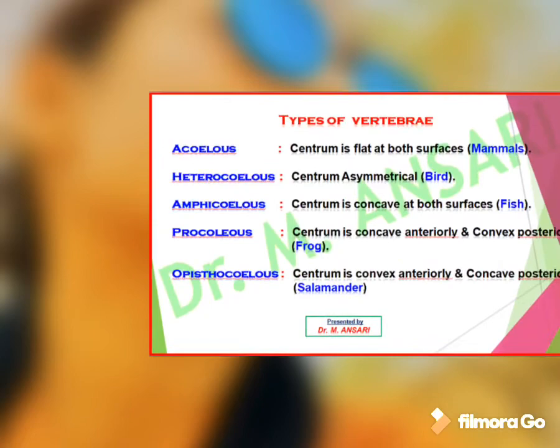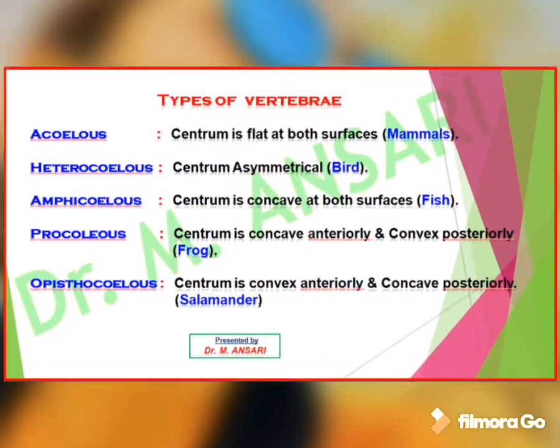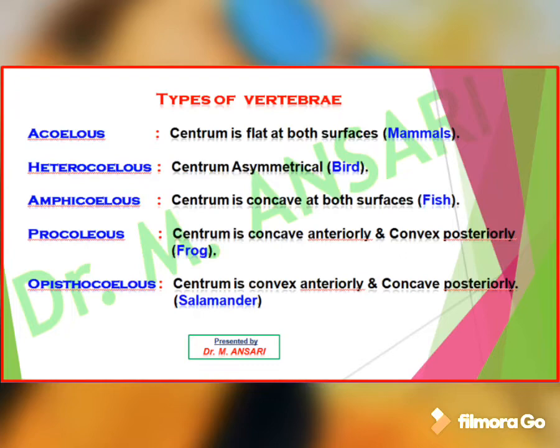There are different types of vertebrae according to the nature of the centrum. The vertebrae may be acoelous, heterocoelous, amphicoelous, procoelous and opisthocoelous. If the centrum is flat at both surfaces, that vertebra is called acoelous type. This type of vertebra is found in all the mammals. If the centrum is asymmetrical, that vertebra is called heterocoelous. Heterocoelous type of vertebra is found in birds.